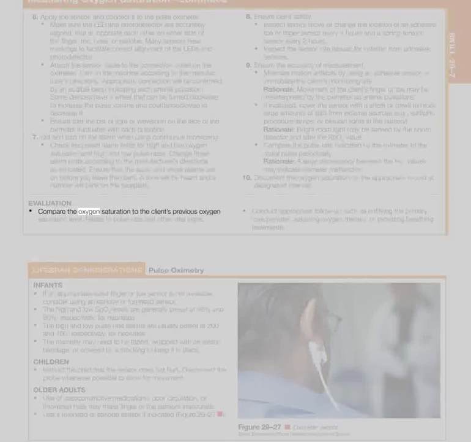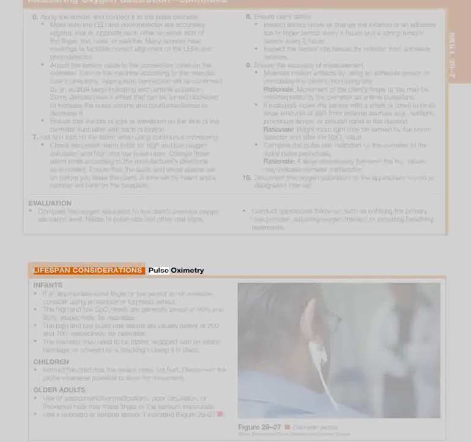Evaluation: compare the oxygen saturation to the client's previous oxygen saturation level. Relate to pulse rate and other vital signs. Conduct appropriate follow-up such as notifying the primary care provider, adjusting oxygen therapy, or providing breathing treatments.